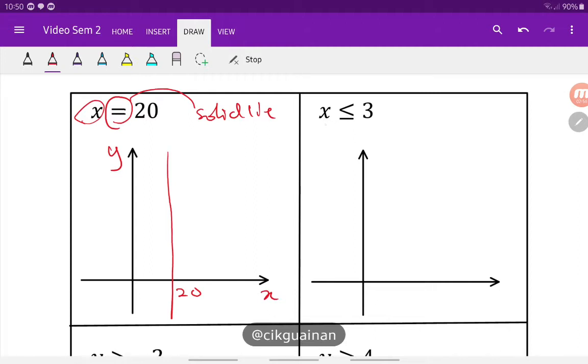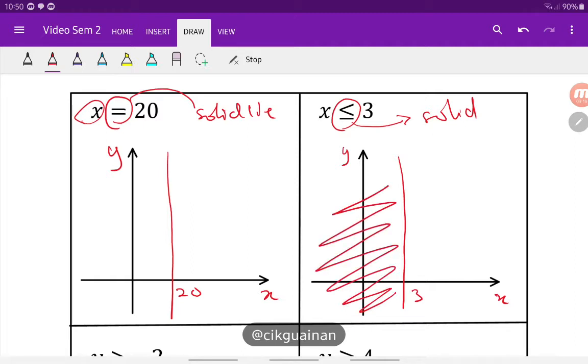Okay, now the next one, x less than or equal to 3. This one has an equal sign, so it's a solid line. So 3 is over here. Since x is less than 3, it should be on the left hand side.